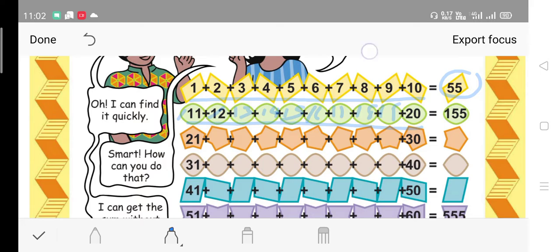This is all series of 1. That's why for 55 what they have added at the hundreds place is only 1. So your pattern is 155 because the series was of 1. Now look at the next one.